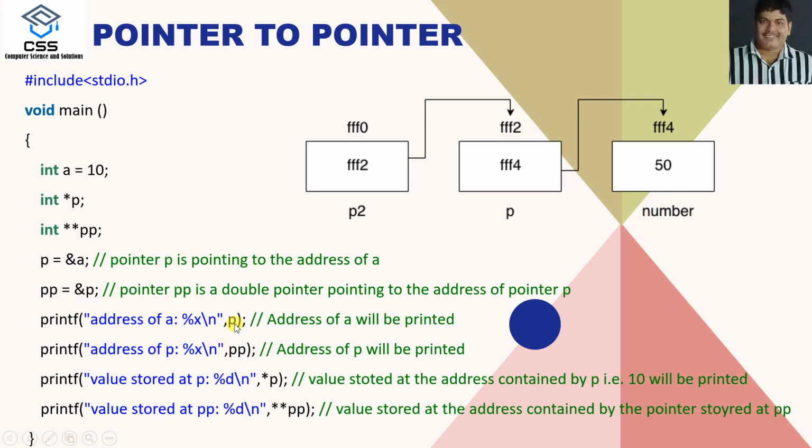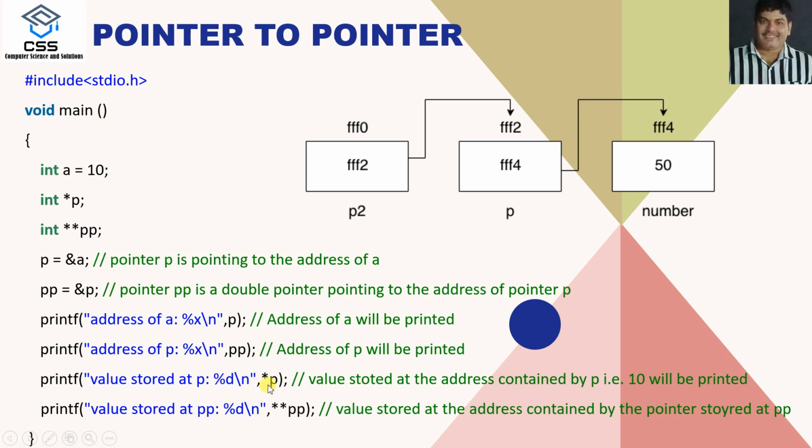Then if you want to access p, what will it display? It will display the address of a. If you want to display pp, what will it display? It will display p, meaning where a's address is stored. If you want to access *p, what does it mean? Whichever address is stored, that value will be displayed. In p, a's address is stored, so *p will display 10. If you access **pp, in pp whose address is stored? P's address is stored. In p whose address is stored? A's address is stored, meaning a's value will display.